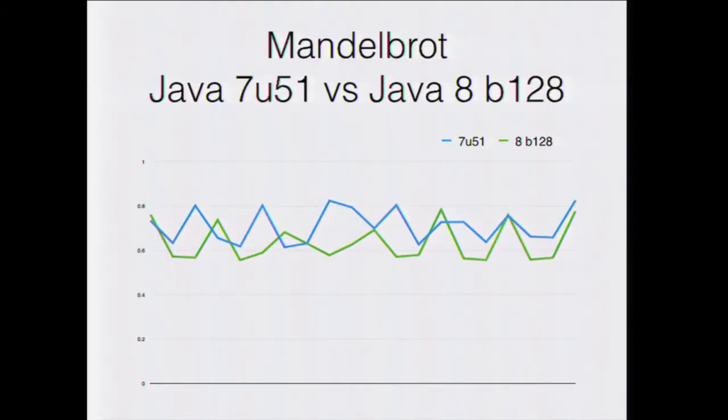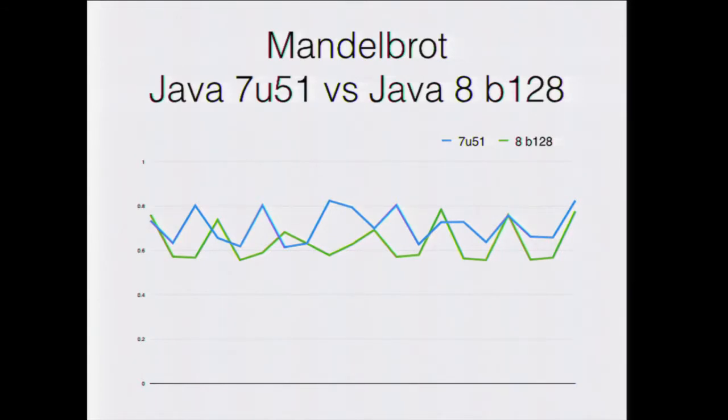You can see 20 invocations of the same Mandelbrot micro benchmark that I showed earlier. The blue line is Java 7, and the green line is Java 8. Beta 128 is considered to be a release candidate. It won't be significantly different from the one that is going to be released next month. It's slightly faster, but not by much.